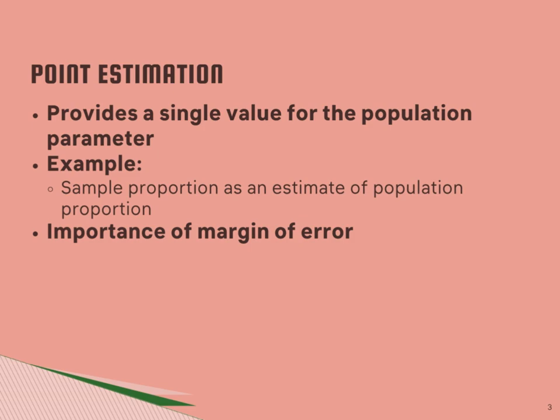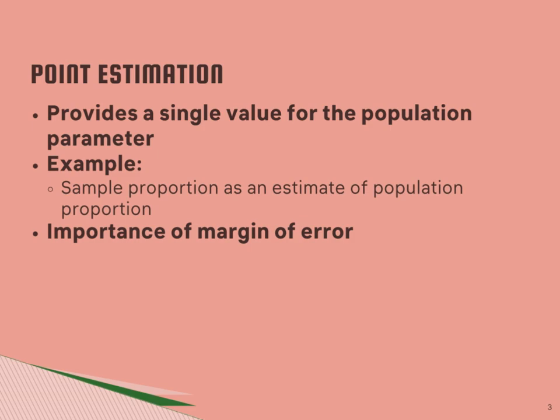First of all, estimation is a process in inferential statistics used to predict or determine the approximate value of a population parameter based on sample data. Since we usually cannot study an entire population, we take a sample and use estimation techniques to infer information about the population. There are mainly two types of estimation. One is point estimation and the other is interval estimation.